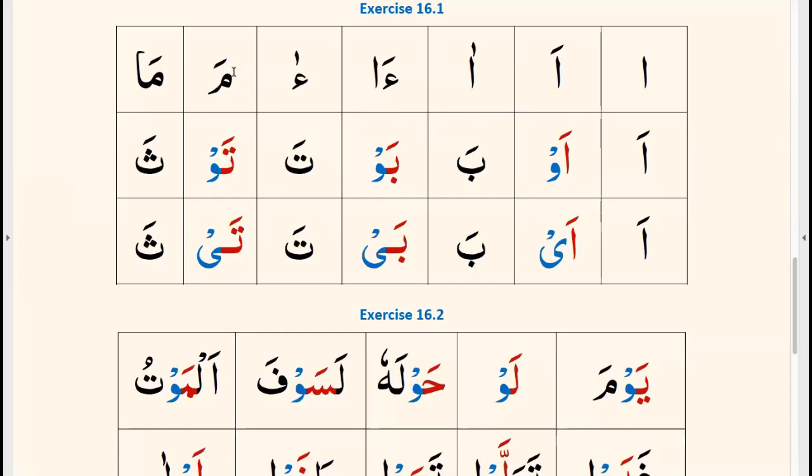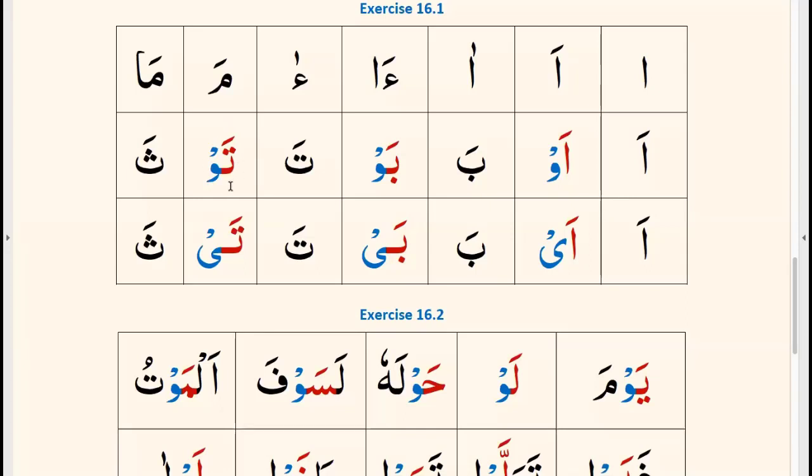So can you read this for me, please? Ma. Ma. And this bit? Ma. Very nice. So we have alif. This means we have to prolong the ma for 2 seconds. This alif will be called alif madhya. We did this the week before the half term. Very nice.